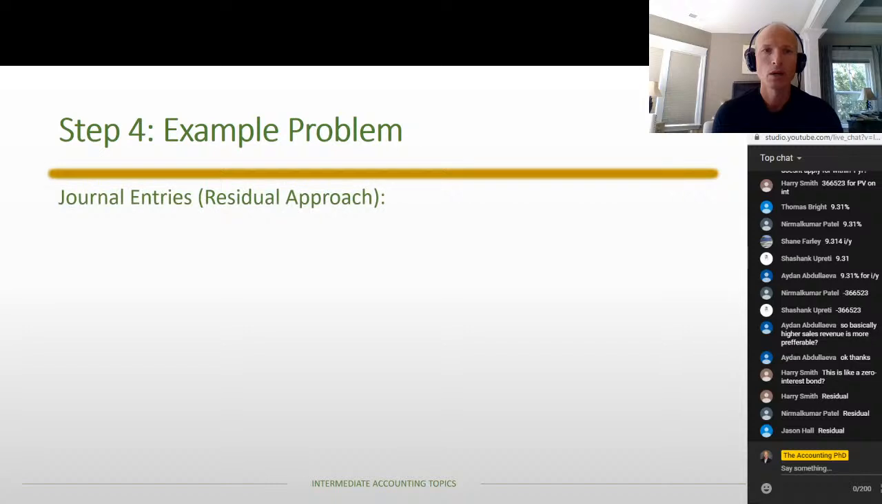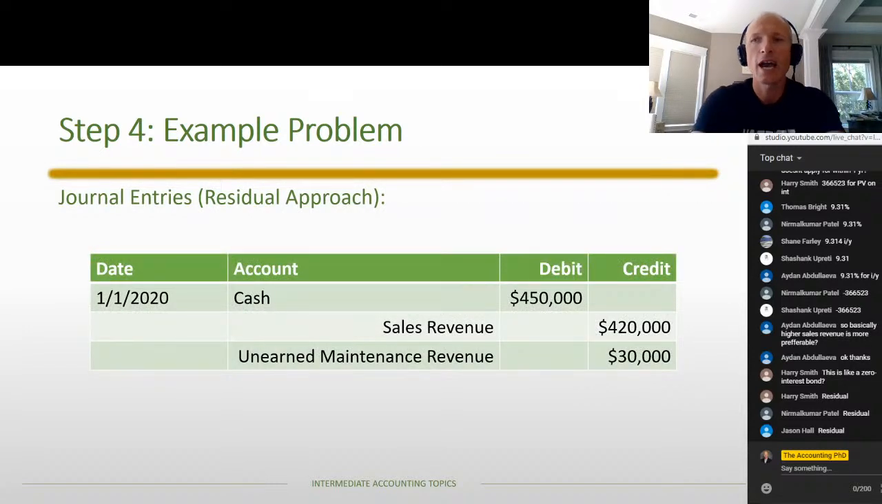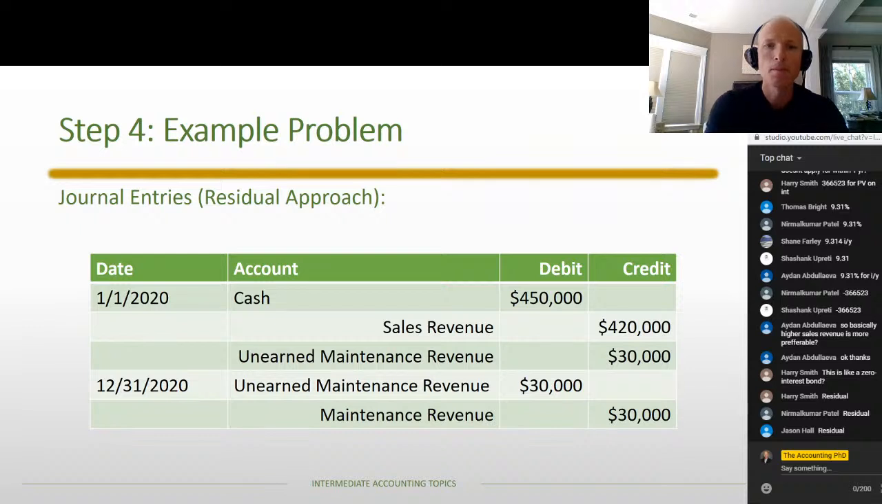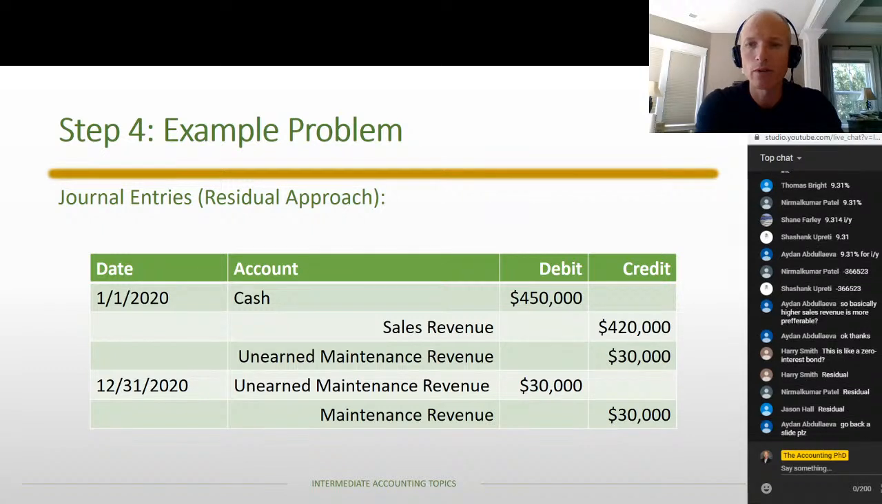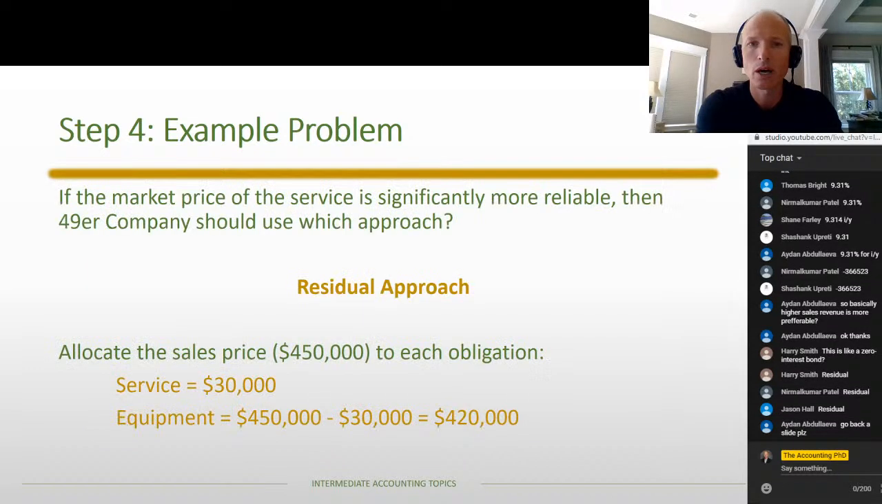So then let's walk through the journal entry. Again, the cash that we're receiving is $450,000, and then we allocate sales revenue $420,000, and then the unearned maintenance revenue of $30,000. Now notice in this case, because I've received the cash, the maintenance then becomes unearned revenue. So it's a liability, and then as I perform the service or as time passes, I can start recording the maintenance revenue associated with this sale. But again, the sales revenue is immediate. Okay, and then again, as time passes over that year, the unearned maintenance revenue goes away, and we record the maintenance revenue of $30,000.